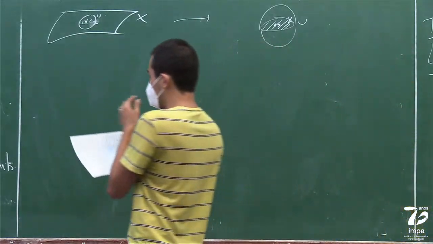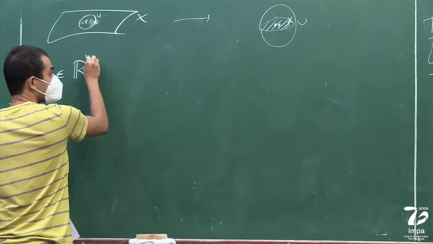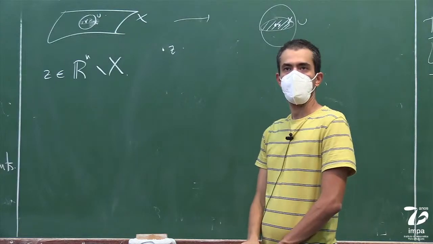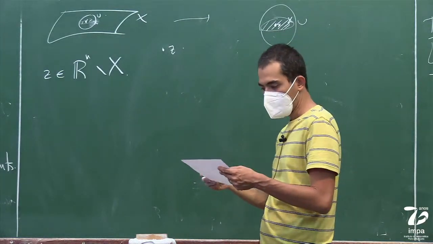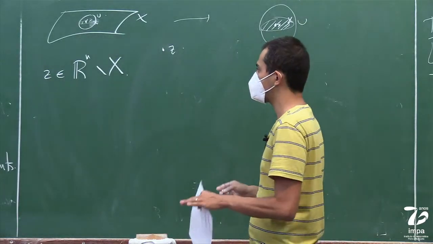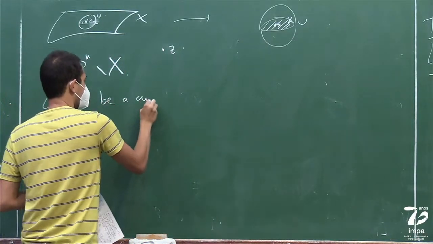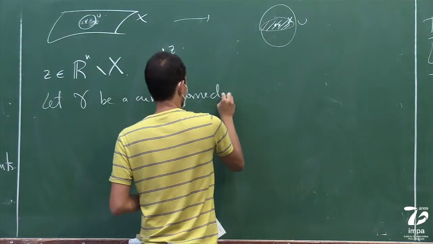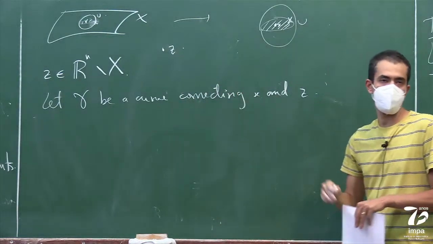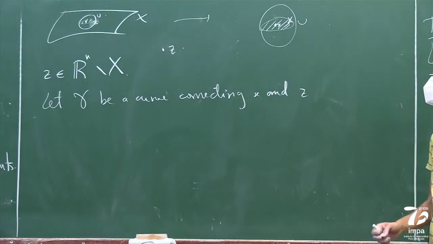Okay, so now I take a point z that's not in X. So now I take a little z that's in R^n minus X. So z is somewhere here. Okay, so what do I do now? So basically now I can find a curve that connects x and z because R^n is connected. So let gamma be a curve connecting x and z. It's a curve in R^n, and by transversality, I can assume that gamma is transverse to X.